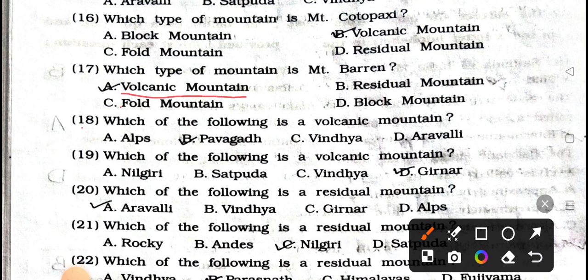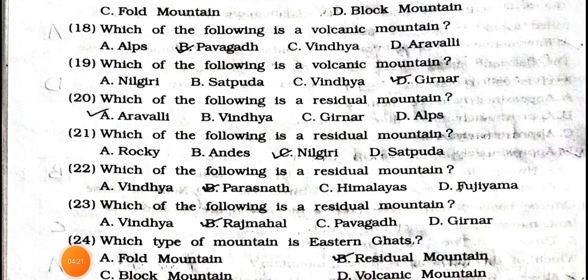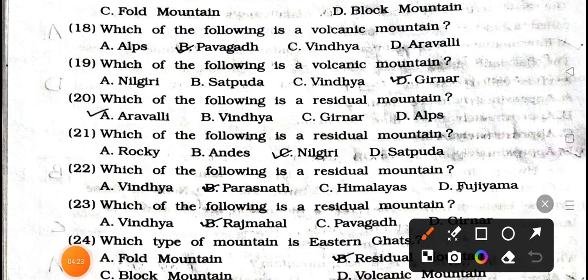Number 18. Which of the following is a volcanic mountain? A, Alps. B, Pavagadh. C, Vindhya. And D, Aravali. Answer is option B, Pavagadh. Number 19. Which of the following is a volcanic mountain? A, Nilgiri. B, Satpuda. C, Vindhya. And D, Girnar. Answer is option D, Girnar.